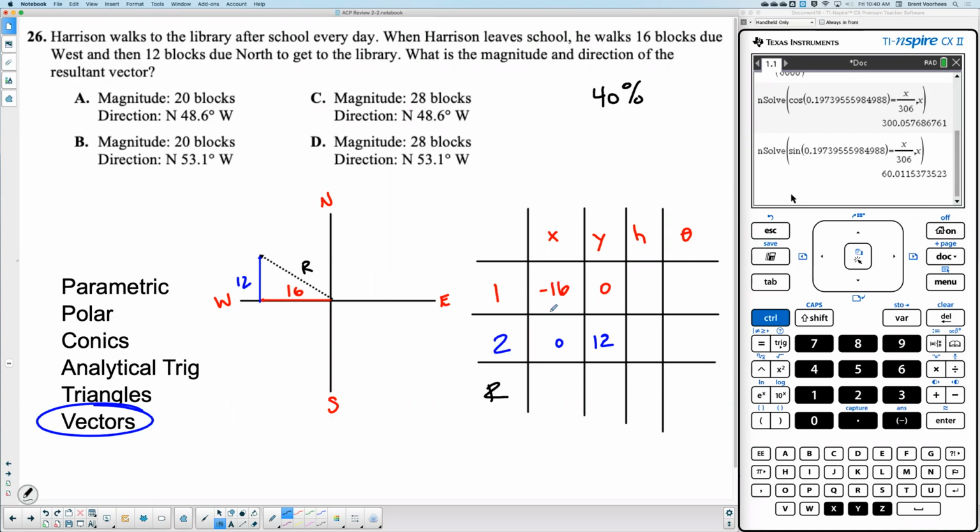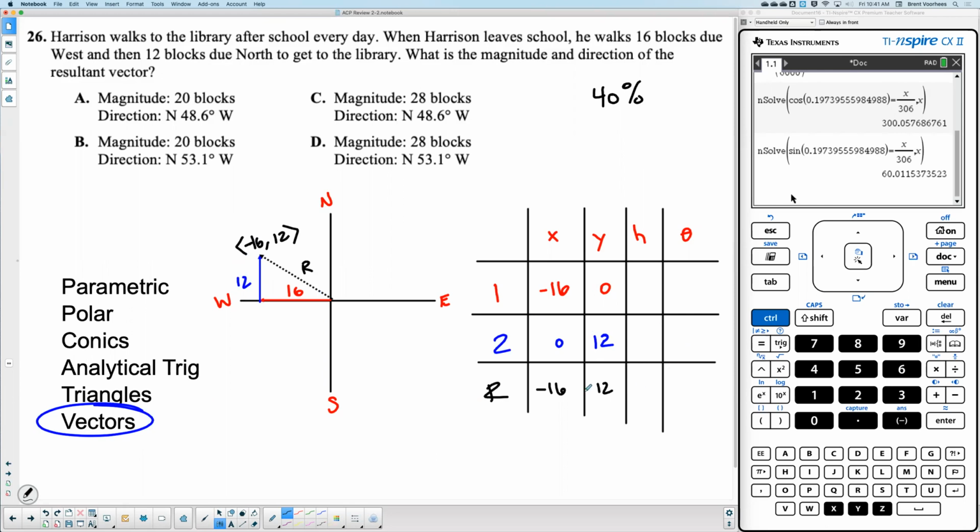So what's negative 16 plus 0? Negative 16. This vector moves left 16, the resultant, and then 0 plus 12 is 12. It goes up 12 units. That would be the vector. Actually, I did a point. I should do a vector bracket like that. That would be the resultant vector right there.